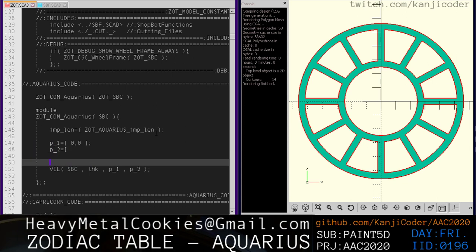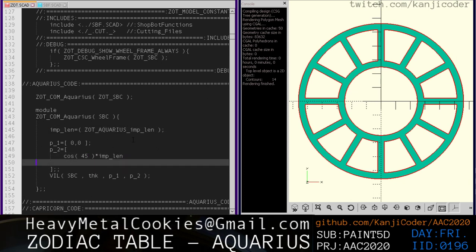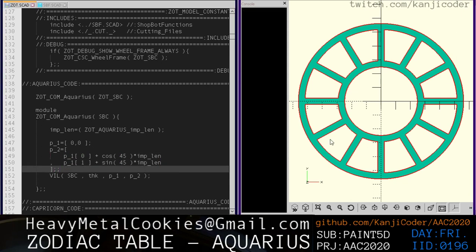So 45 degrees would be the cos of some type of angle. So let's try 45, times some type of scalar, which is going to be the imp length. And then the sine of 45 degrees is also times the imp length, assuming that we start off at the origin P1. Okay, so we got something good there. Let's just give that a run and see if we've screwed up anything.